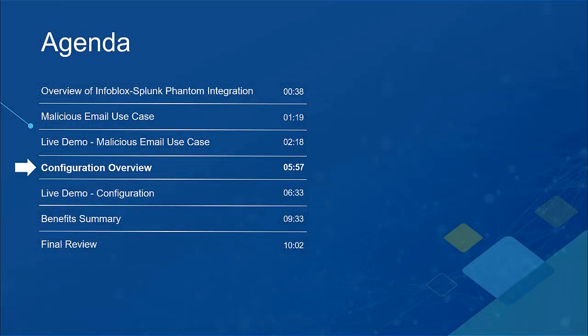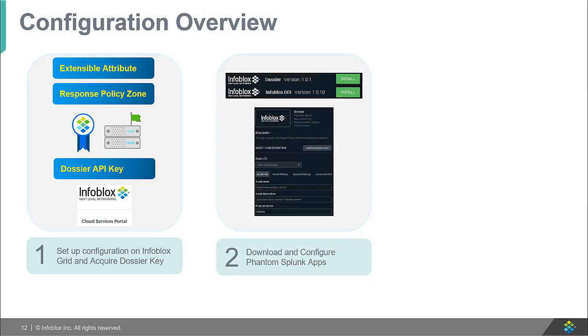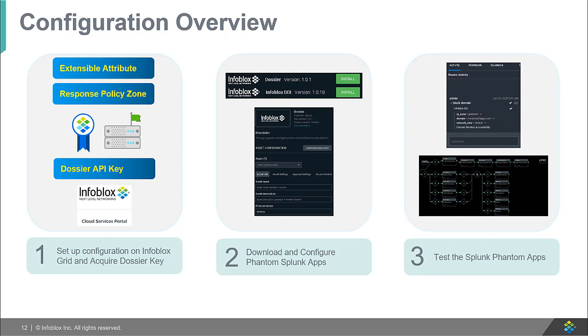Now we will go over a brief overview of how the integration is configured. First, prepare the Infoblox grid for the integration by adding the Phantom ID extensible attribute, and by adding a response policy zone. Then, acquire a Dossier API key. Next, integrate the Phantom device by downloading and configuring the Infoblox Dossier and Infoblox DDI apps. Finally, test the apps to ensure they are working properly.